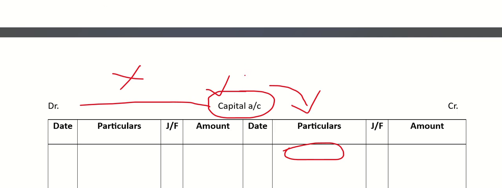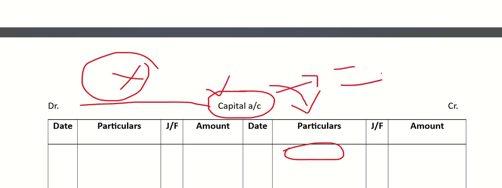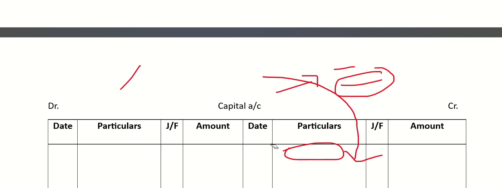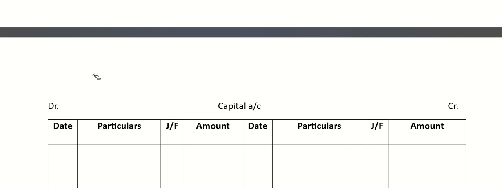I hope the idea is clear. The journal entry was not capital account debited to, so it was credited. We have written capital account on the bottom side of the journal entry. That means capital account was credited, which means according to that transaction, it has to be recorded on the credit side of the capital account. I hope the idea is clear. Now we can see how we will write it in the capital account.